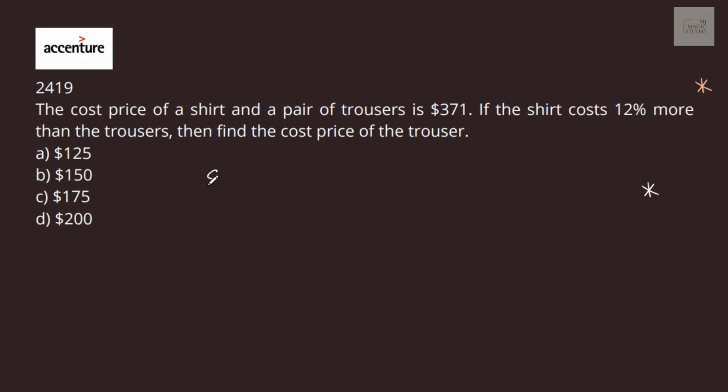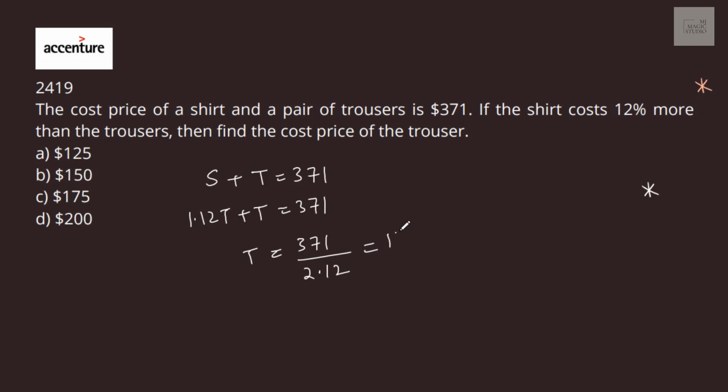The cost price of a shirt and a pair of trousers is 371. If the shirt costs 12% more than the trousers, the shirt can be written as 1.12 T, plus T is 371. So T is 371 by 2.12, that is equal to 175. Find the cost price of the trouser. Trouser is $175. That is in option C.